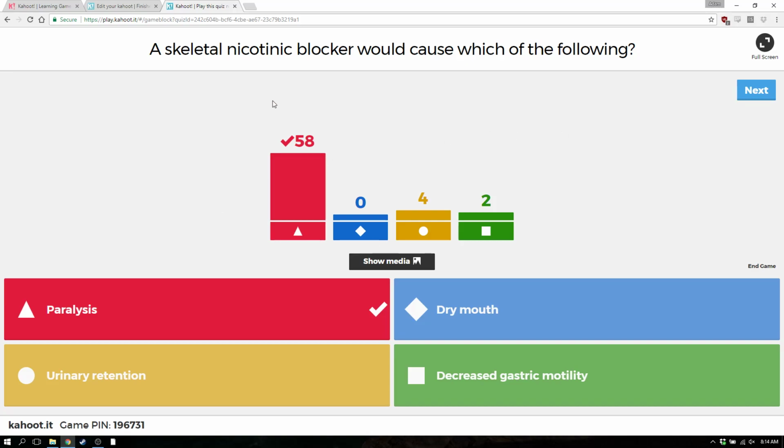Because of the specificity of these drugs, we really wouldn't have any effects on the autonomic nervous system. Yes, ma'am.